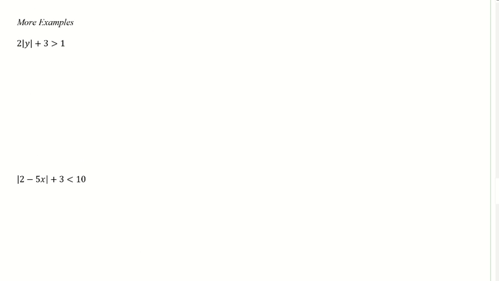All right, so these are just some more examples, and we're going to attack them the same way that we did the rest of them. We're going to start by isolating the absolute value, so I'll have 2 absolute value of y is greater than 1 minus 3, which is negative 2. Then I'll divide by 2, and I'll have absolute value of y is greater than negative 1. Once you've got the absolute value isolated, you go to number line analysis. You say, what numbers have absolute value bigger than negative 1? All of them. Okay, so this is all real numbers.